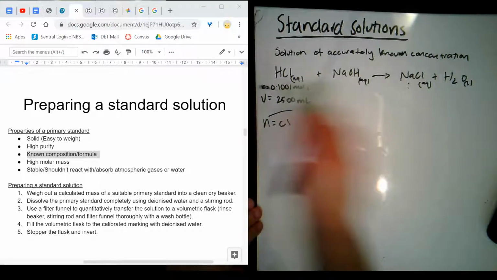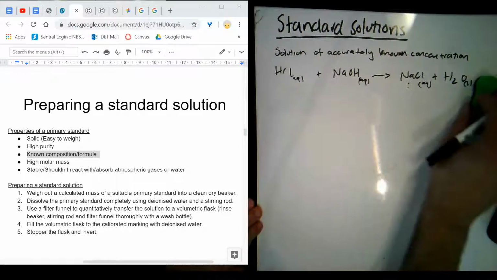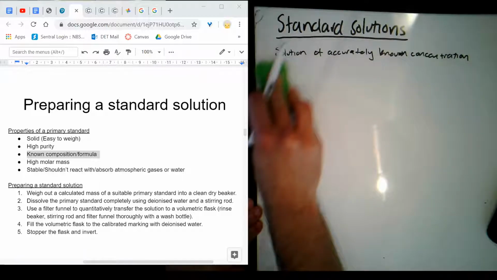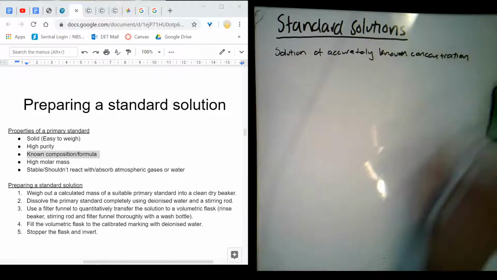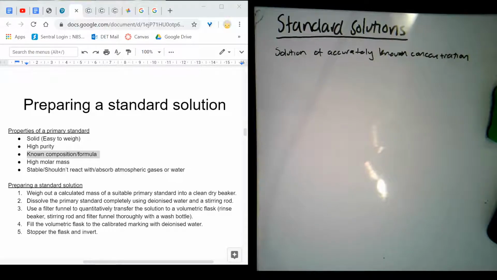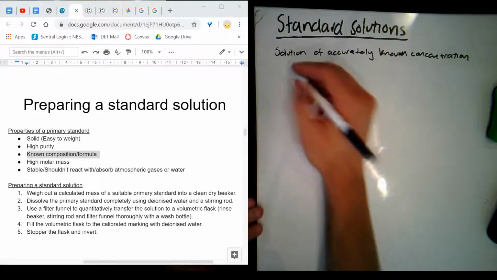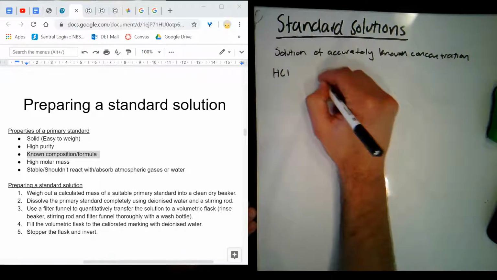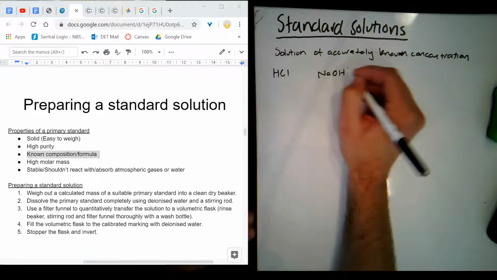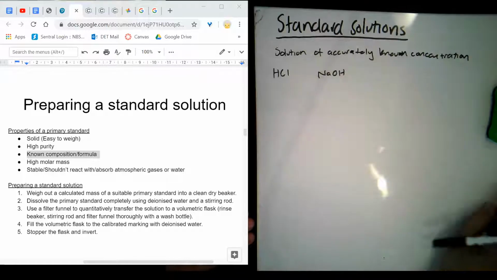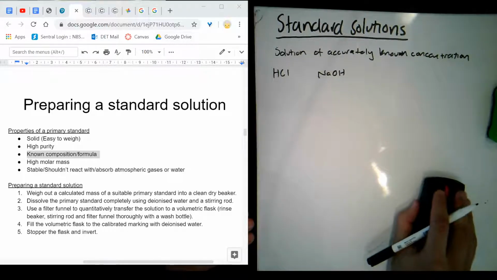But what I want to talk about now is actually preparing these solutions of accurately known concentration. And you can't use anything to produce them to start with. If I actually tried to use hydrochloric acid, or sodium hydroxide, to make these solutions, I'd be in a little bit of trouble, and here's why. Here are the properties of a primary standard. We have them here on the left.